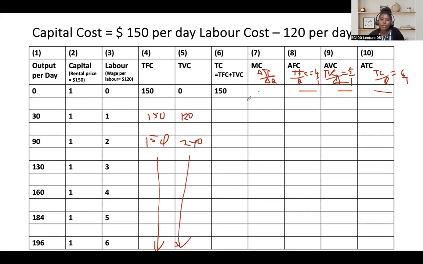And then total cost. Total cost, you just add this, so 270. And then you keep on adding. Then marginal cost.